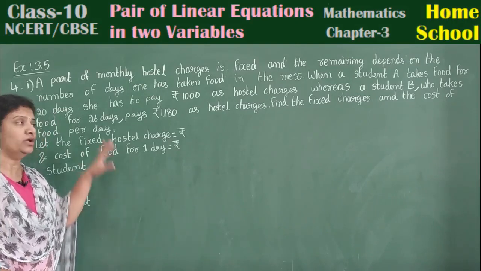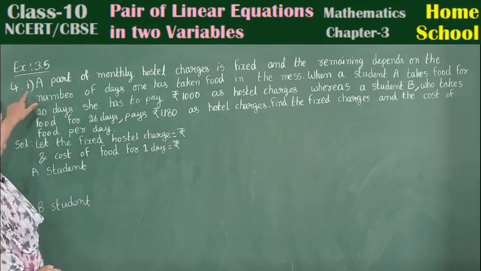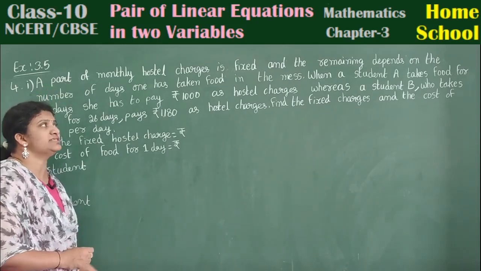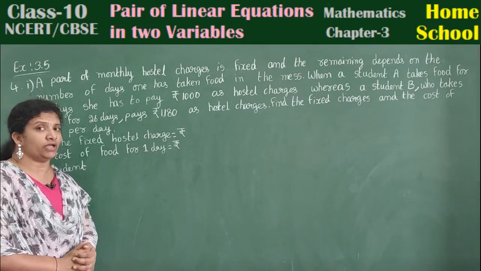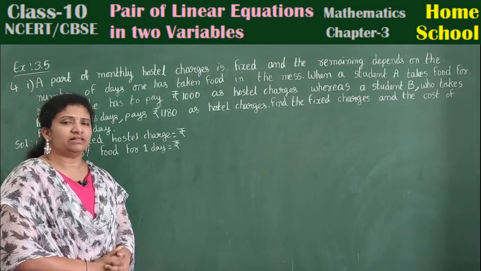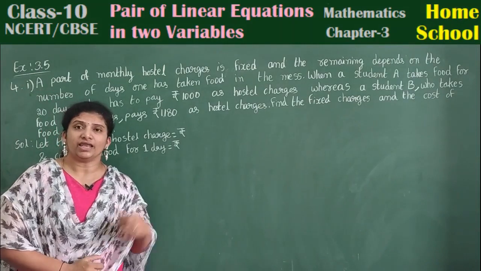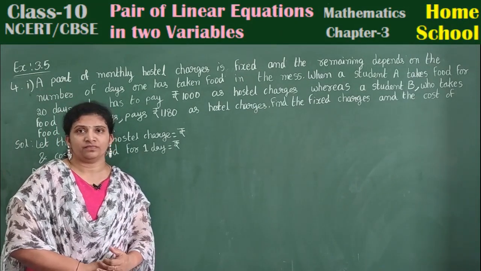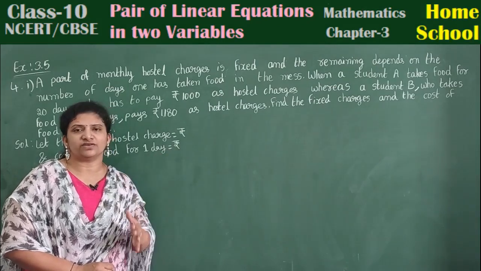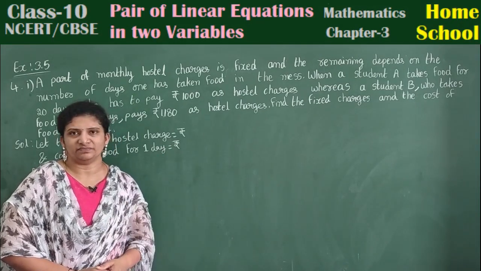First thing what we need to do, read the verbal problem and frame the equations. First sub question in this, a part of monthly hostel charges. We are talking about a hostel now, right? Monthly hostel charges is fixed. Monthly charge of a hostel is fixed. Fixed, somewhere we heard this word. Where is it? In your before exercise, taxi fare. Minimum charge or a fixed charge for some kilometers, and then every kilometer fare will be increased.